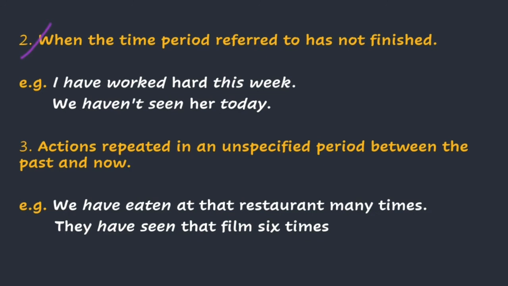Also, we use the present perfect to describe when the time period referred to has not finished. Here are some examples. I have worked hard this week. We haven't seen her today. We use it to describe actions repeated in an unspecified period between the past and now. Here are some examples. We have eaten at that restaurant many times. They have seen that film 6 times.